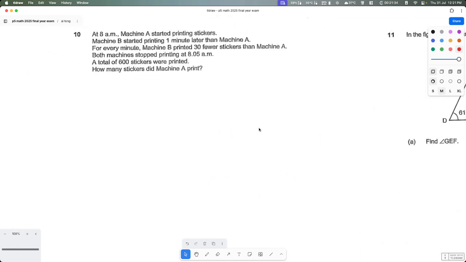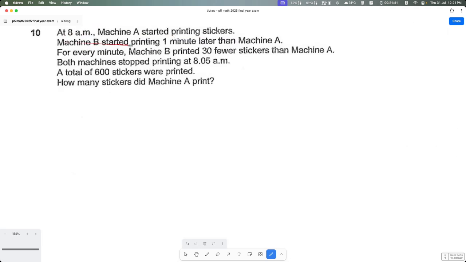Question number 10. It says here, at 8 a.m., machine A started printing stickers, and then machine B started printing 1 minute later than machine A. For every minute, machine B printed 30 fewer stickers than machine A. Both machines stopped printing at 8:05 a.m. A total of 600 stickers were printed. How many stickers did machine A print?